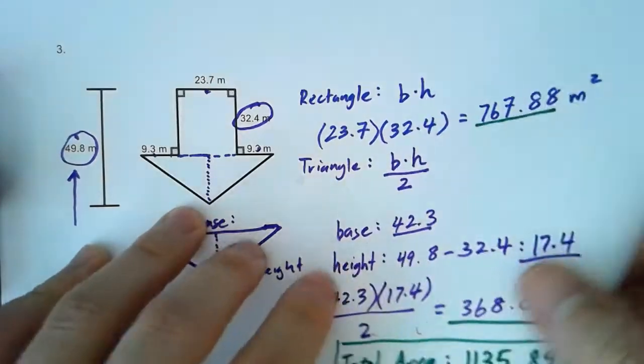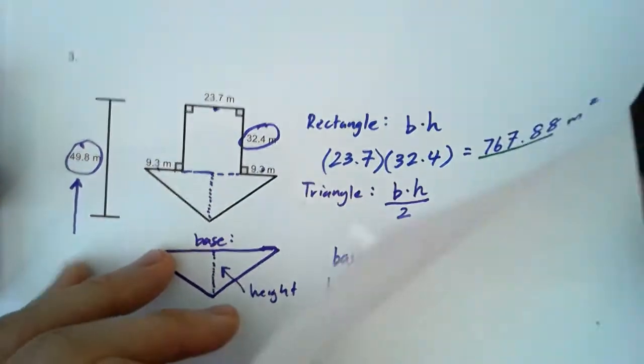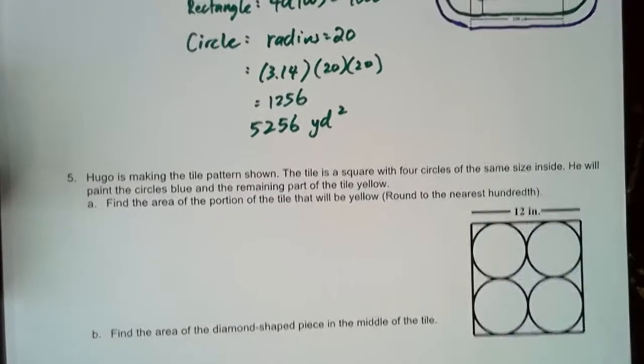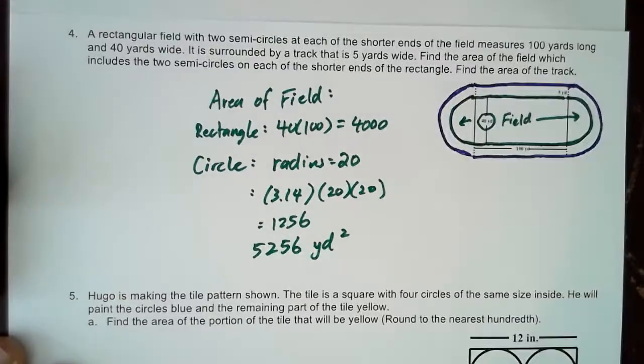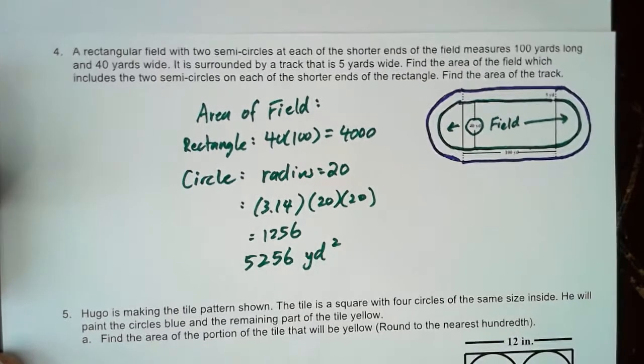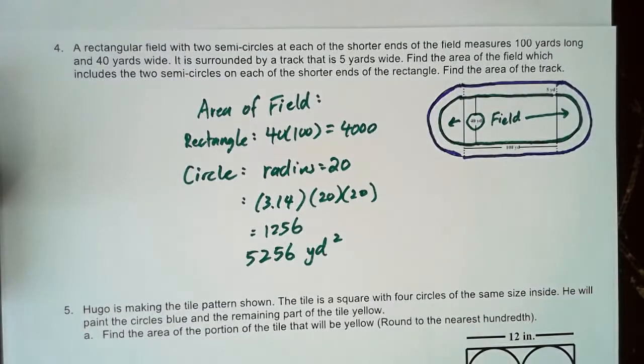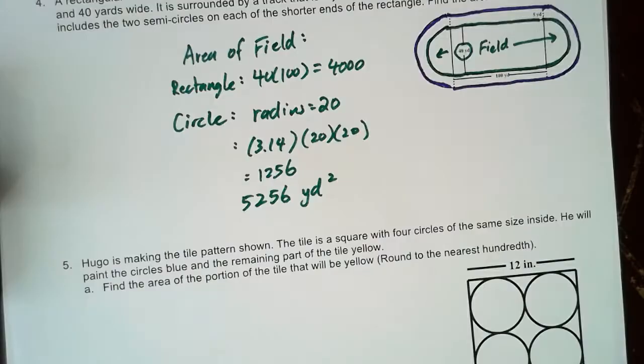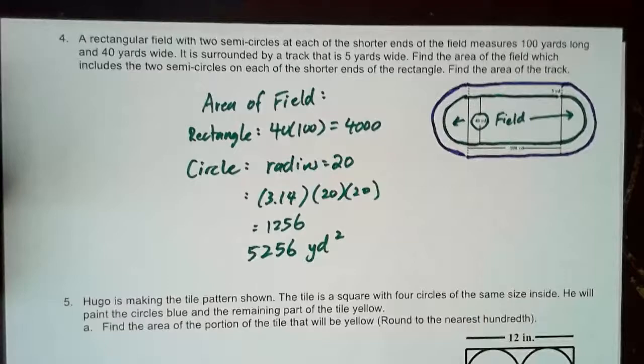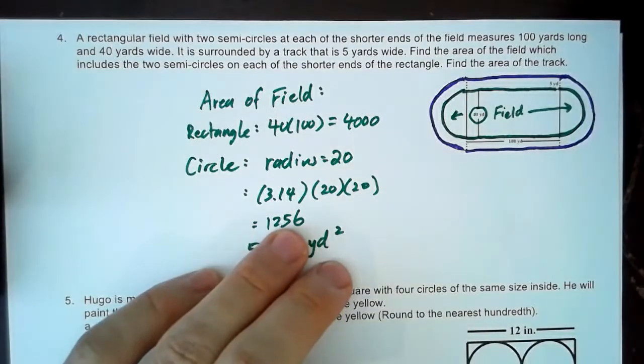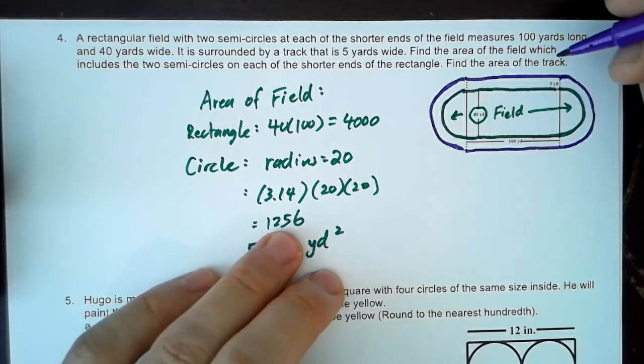Okay, so let's go to the third question of the lesson, and it deals with this track and field. So I'm going to read it very quickly. It says a rectangular field with two semicircles at each of the shorter ends of the field measures 100 yards long and 40 yards wide. Okay, so this is kind of accurate.